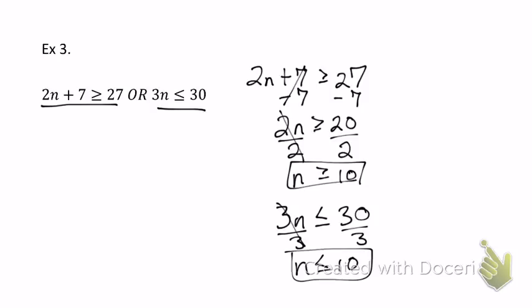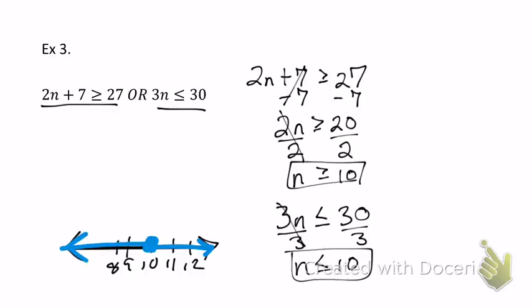So this is going to be interesting because we got the same number. So I know, well, here's 8. I'm going to say that's 9, that's 10, 11, 12. So at 10, I've got my open circle that's going to the right. And then at 10, I've got another open circle, and this time going to the left. So the whole number line is going to end up being colored in, and that's going to be the solution to the problem.